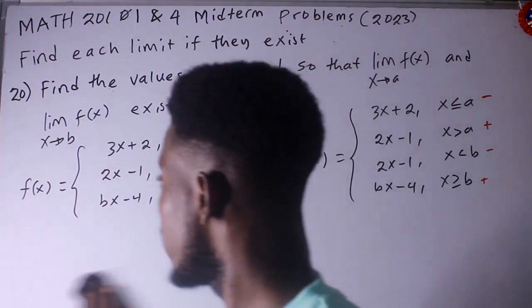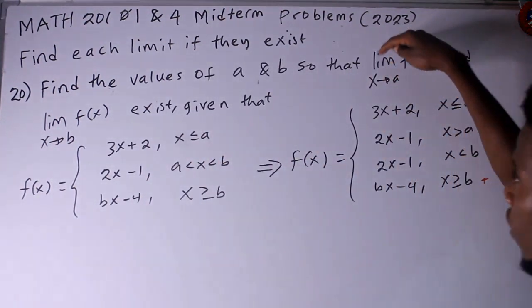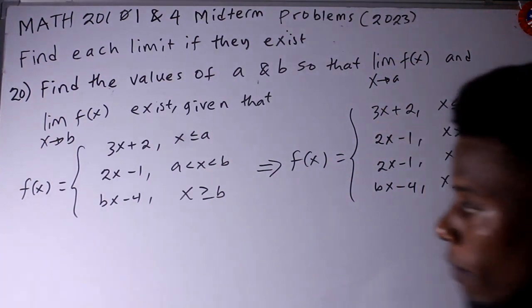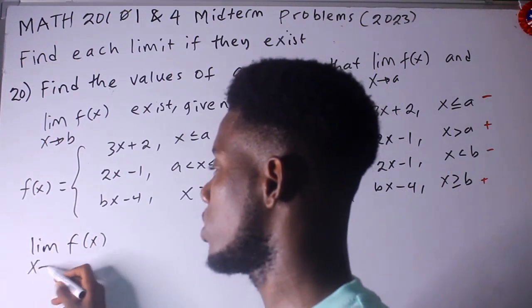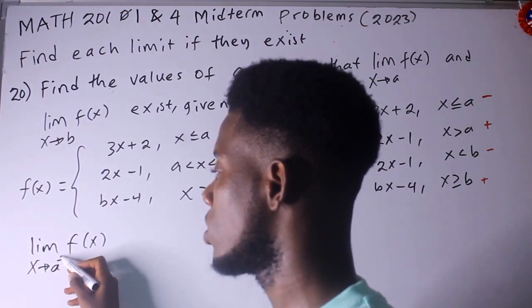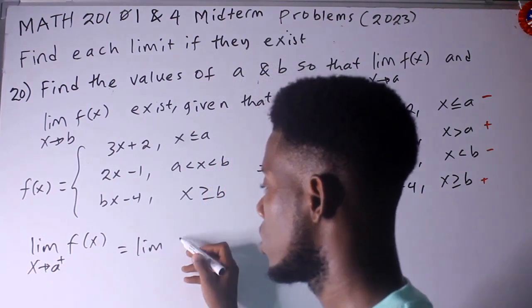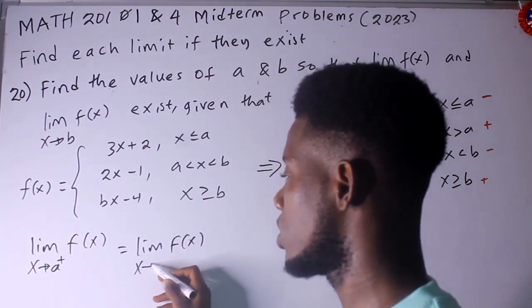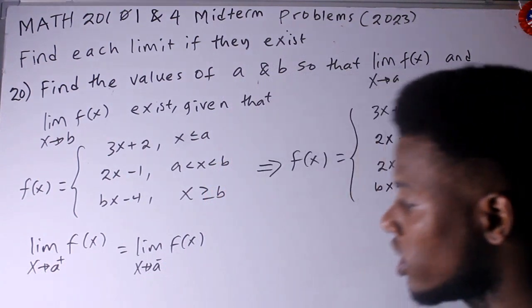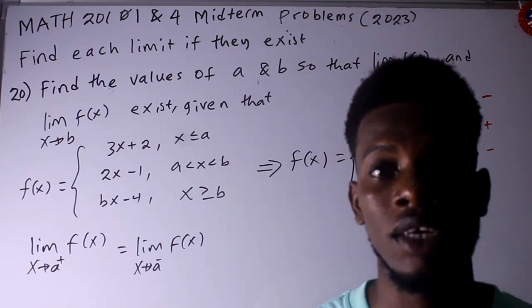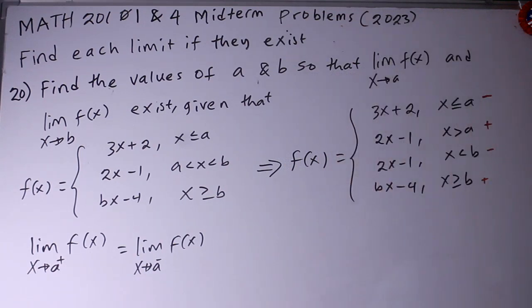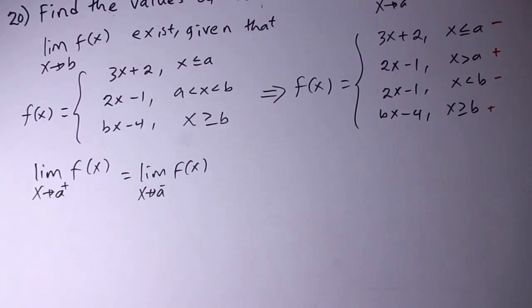For the limit of L of x as x approaches A to exist, that means the limit of L of x as x approaches A from the right should be the same as the limit of L of x as x approaches A from the left. So for this limit to exist, the right hand and the left hand limit must exist and they must be equal. If they are not equal, then the limit does not exist. So let's find the limit of L of x as x approaches A from the right and from the left. Let's do that right now.